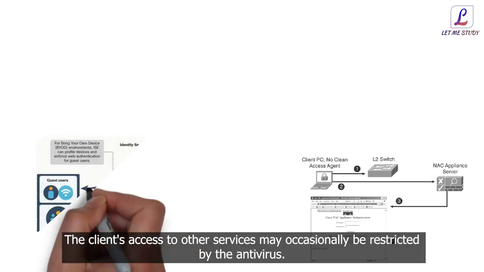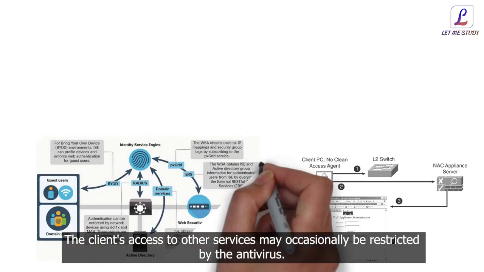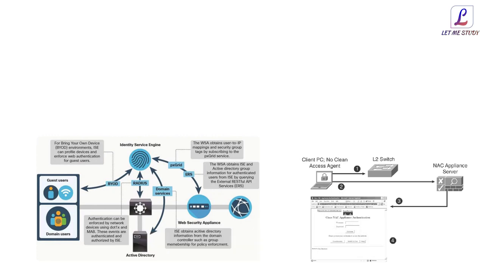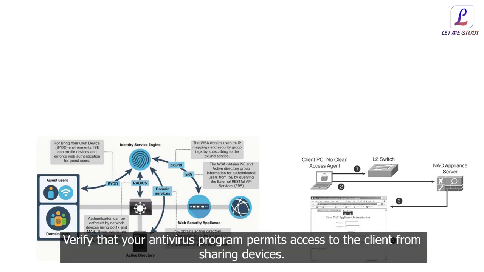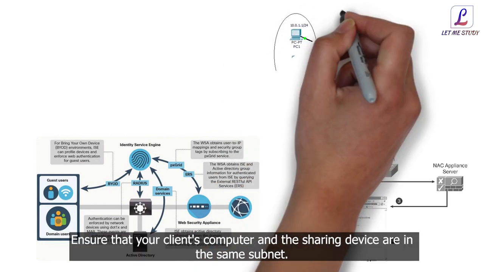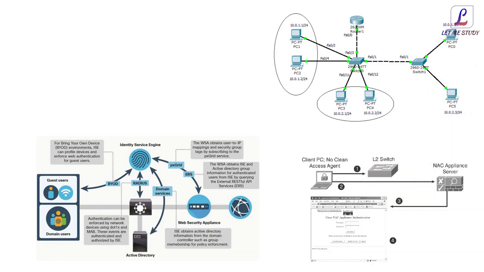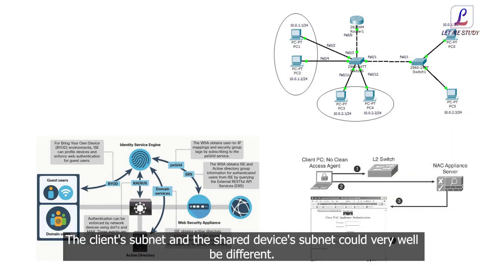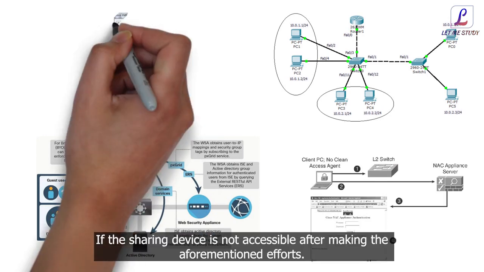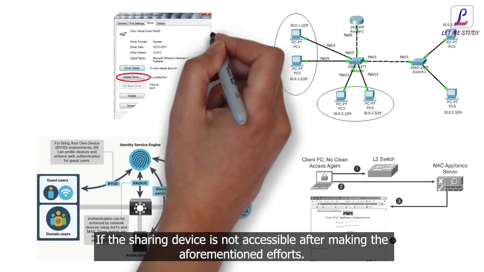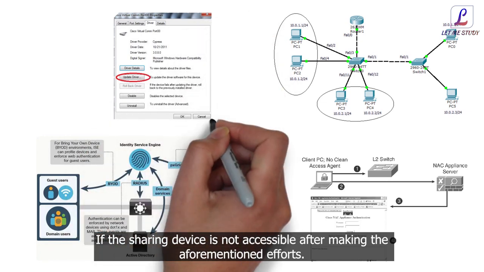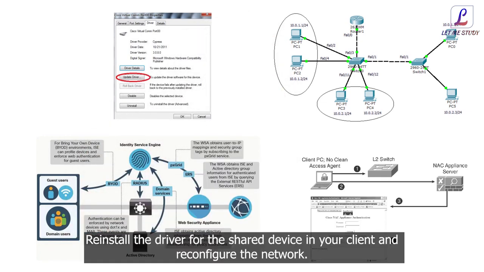The client's access to other services may occasionally be restricted by the antivirus. Verify your antivirus program permits access to the client from sharing devices. Ensure that your client's computer and the sharing device are in the same subnet. The client's subnet and the shared device's subnet could very well be different. If the sharing device is not accessible after making the aforementioned efforts, reinstall the driver for the shared device in your client and reconfigure the network.